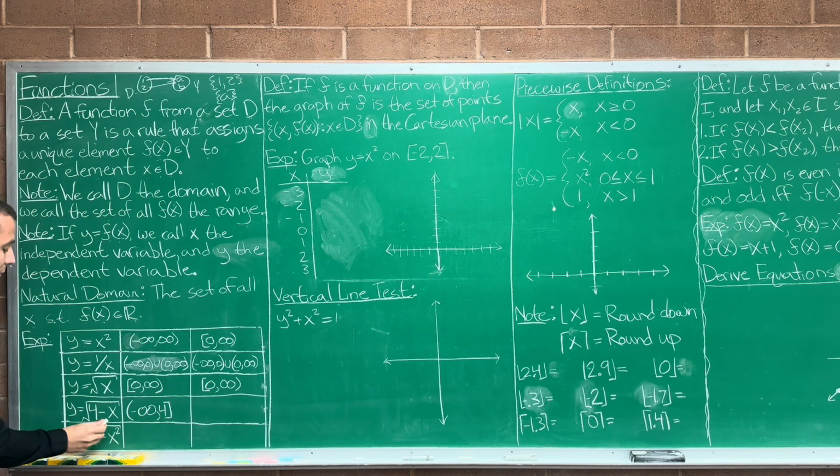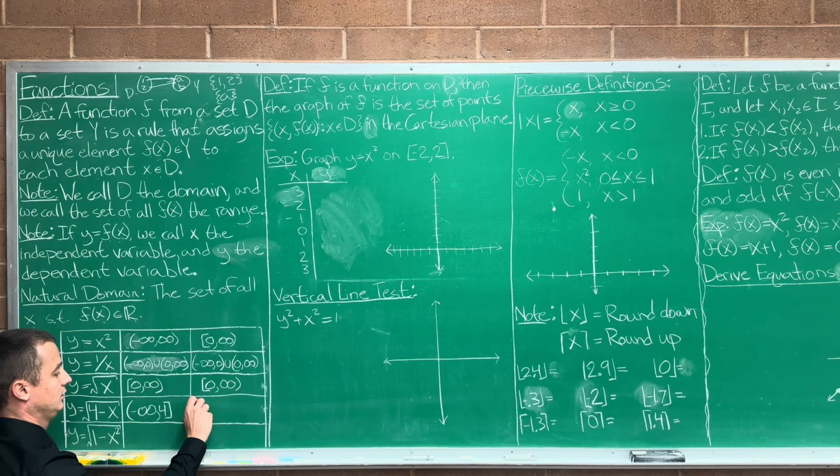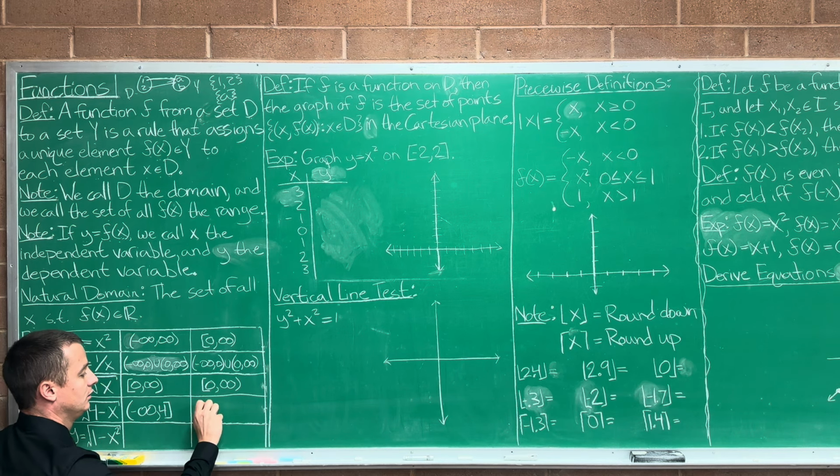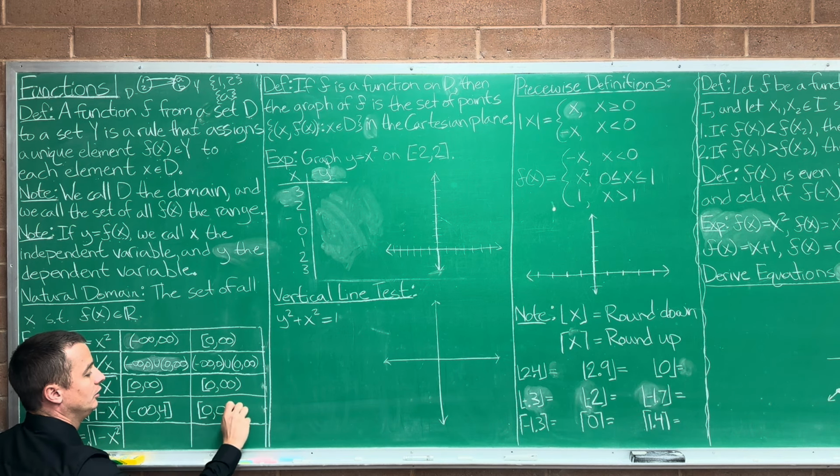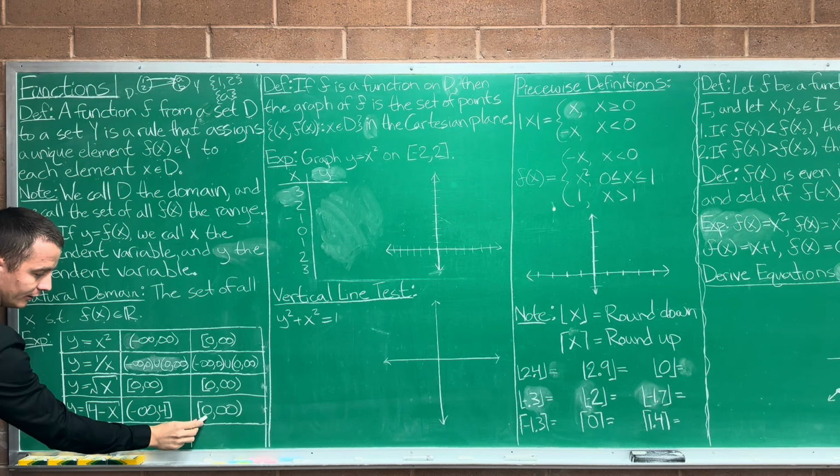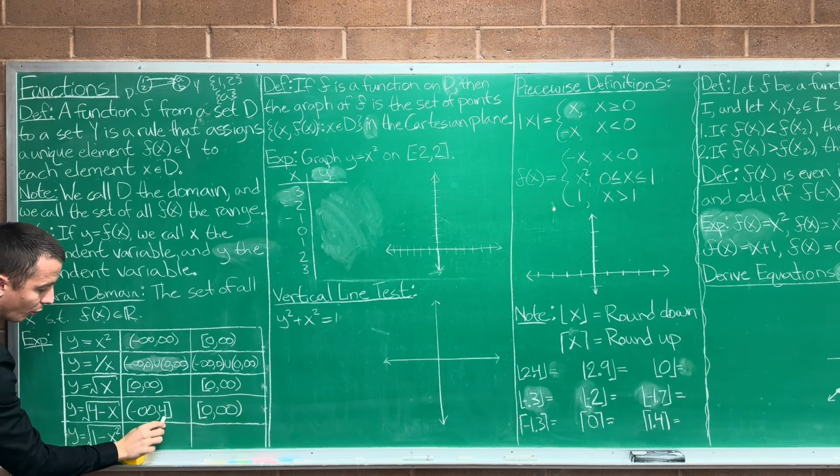All right, what can we get to come out of this function? All positive numbers, 0 on up. Can you get negatives? You can't get negatives out of the square root. So it's 0 on up. That makes sense. 0 is the smallest thing we can get out. We get 0 out when we put 4 in.